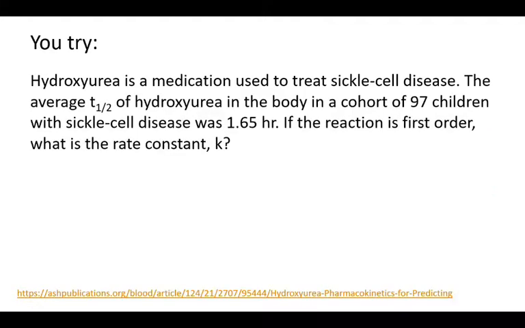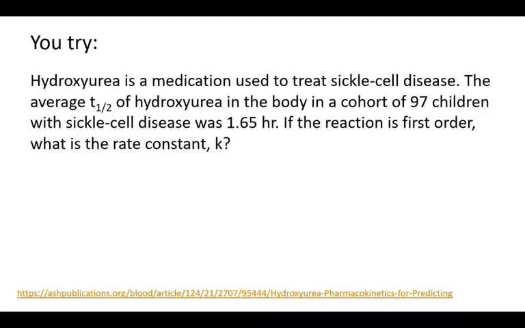So now you try. Hydroxyurea is a medication that's used to treat sickle cell disease. Sickle cell disease is a genetic disorder that causes red blood cells to be shaped like a sickle or a crescent. The average T1/2 of hydroxyurea in the body in a cohort that was studied of 97 children who had sickle cell disease was 1.65 hours. If the reaction is first order, what is the value of the rate constant?